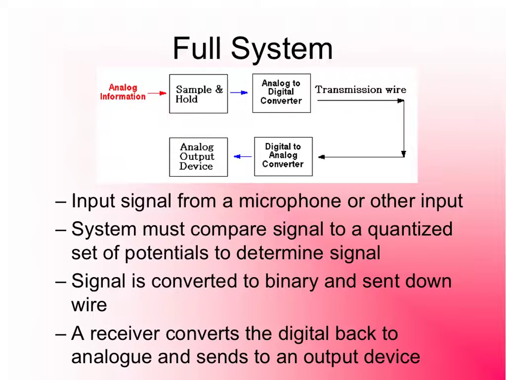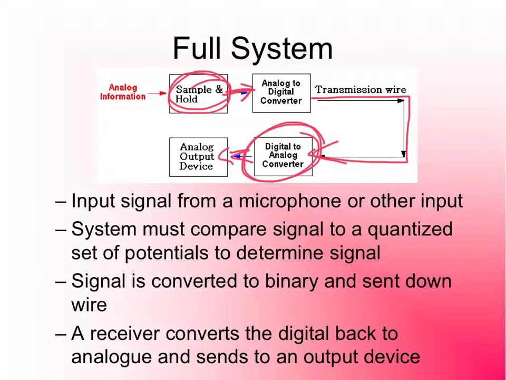Now within the full conversion system, you have the analog information put in. The samples are taken and that information is held. It gets converted into the digital signal. It gets transmitted to wherever it's going. You have some other type of converter that changes it from digital to analog, and then you can have some type of output device, some analog output device like a speaker.